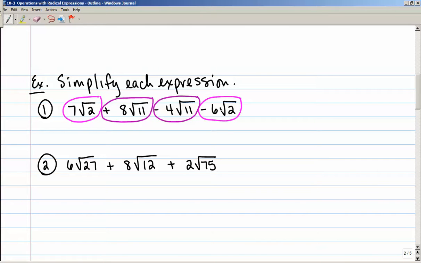So 7 square root of 2 minus 6 square root of 2 gives me a 1 square root of 2, or just square root of 2. And 8 square root of 11 minus 4 square root of 11. 8 minus 4 is a positive 4 square root of 11. And that's as simplified as it gets. That's my final answer. Remember, you cannot combine that square root of 2 and the square root of 11. It just stays like that.